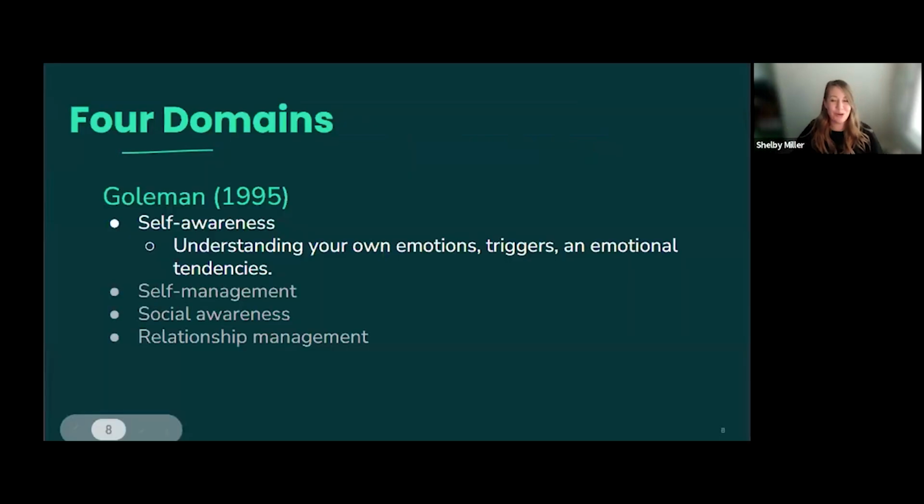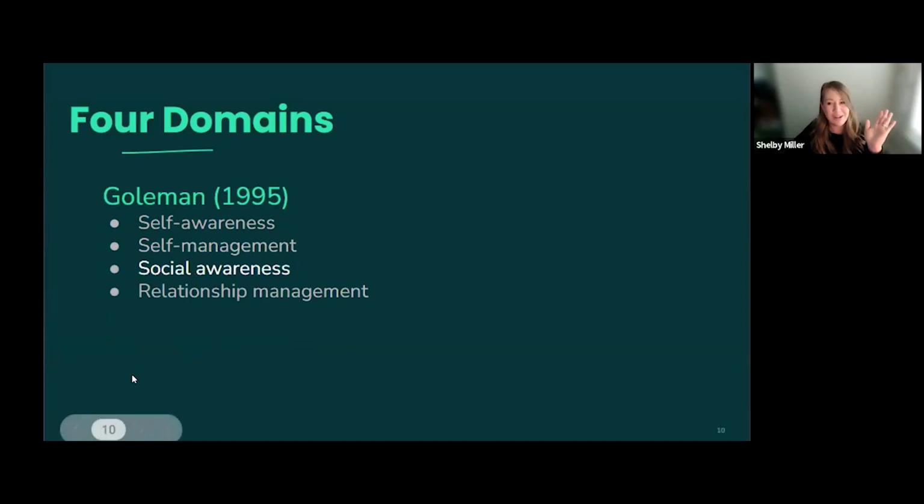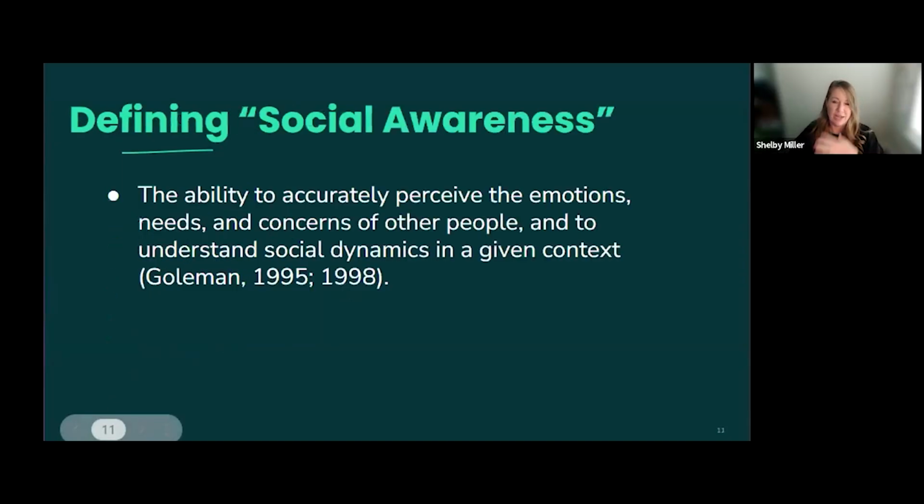So we are working through these 4 domains. 2 weeks ago, we did self-awareness, so understanding your own emotions, your triggers, your emotional tendencies. Last week in our last video, we did self-management, so regulating those emotions and those tendencies and those behaviors and thoughts so that they're effective for us in different situations. And today we're on social awareness. That is where we're at today. So let's get a working definition for that.